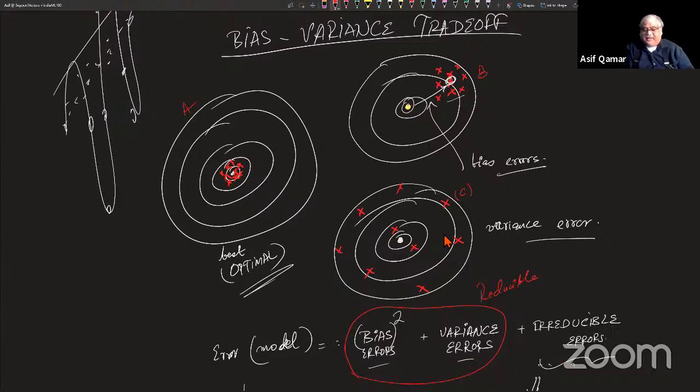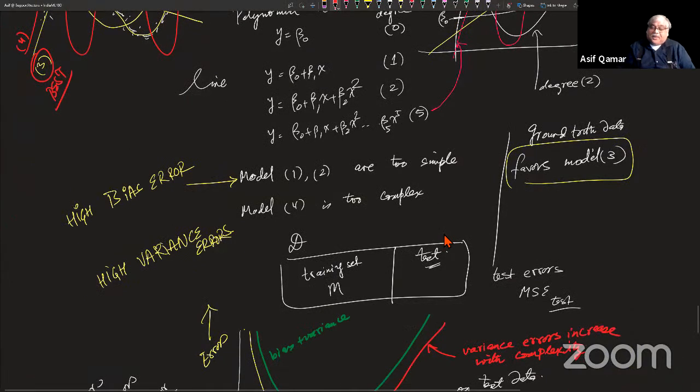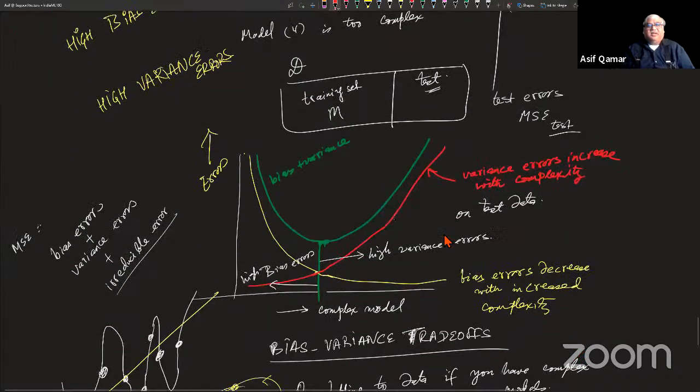And then you have the variance errors, where you're hitting is all over the place. Like you have a huge variability in the location of the prediction of your data. So it is all over the place. And so that is high variance errors. Right? The C represents the situation of high variance errors. So high bias errors tend to appear in models that are overly simple. High variance errors tend to be in models that are overly complex.